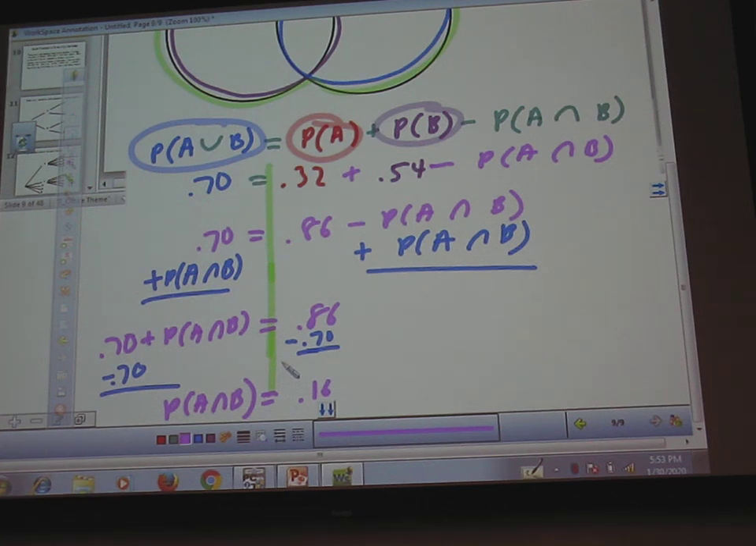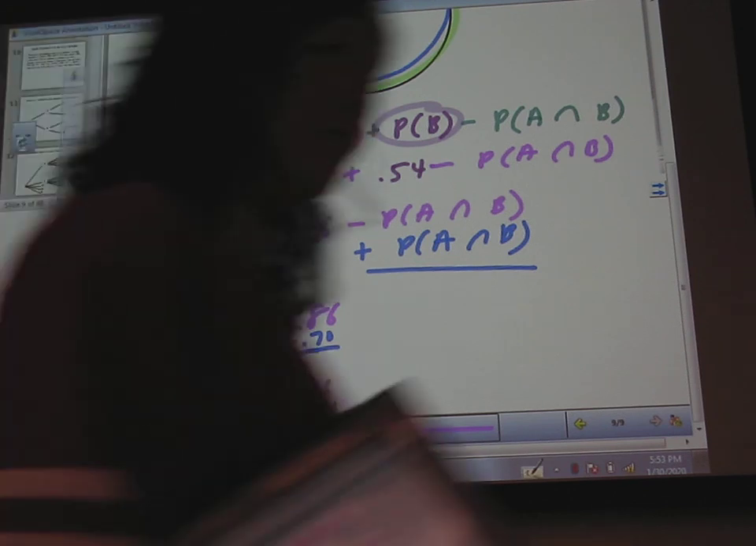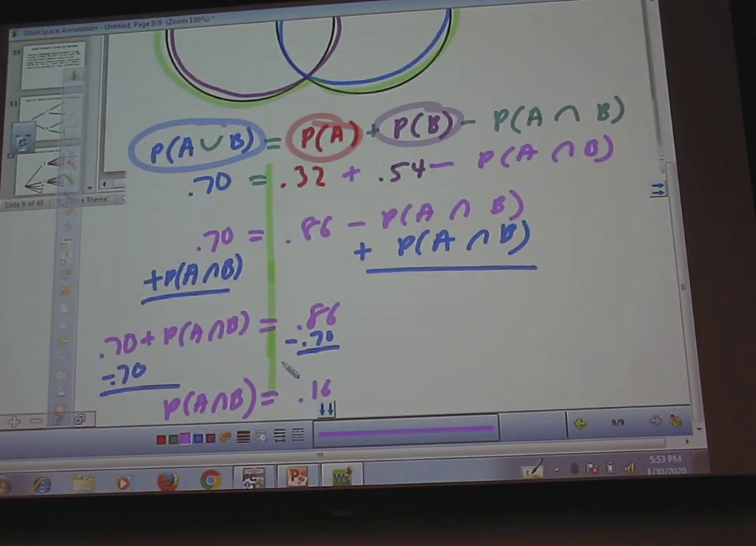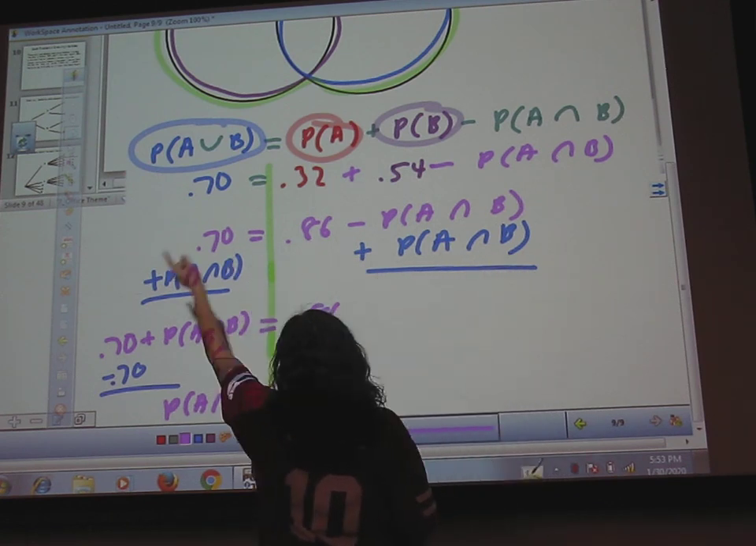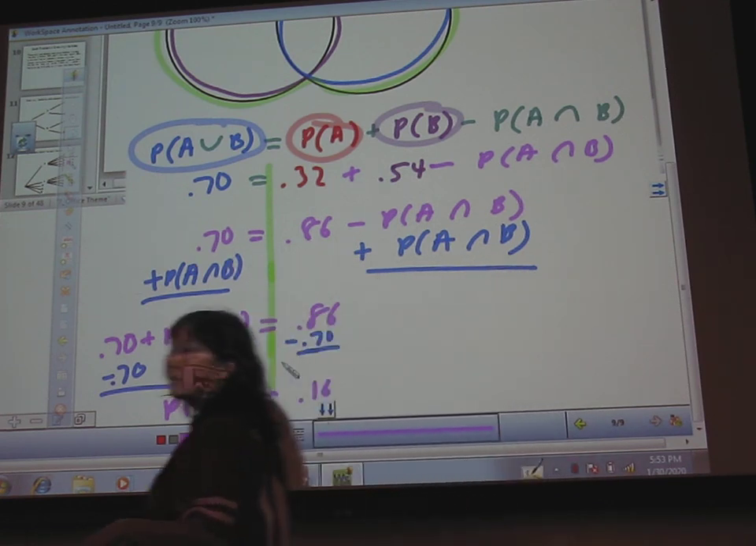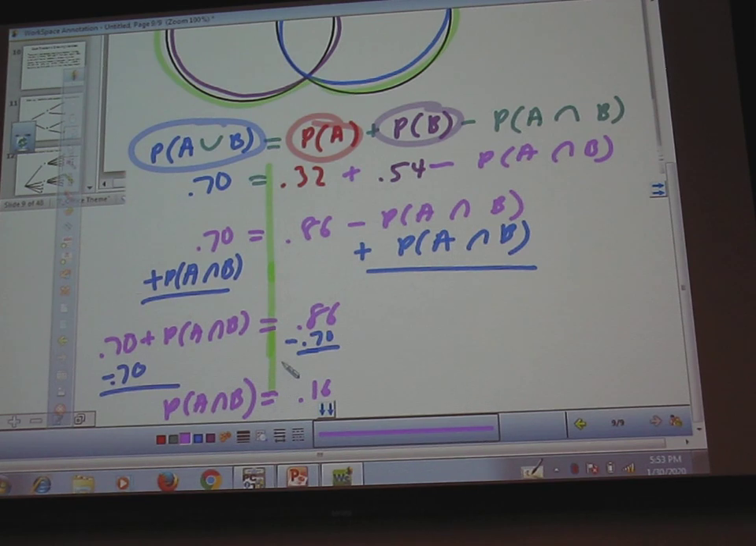So I got the same number, however, instead of putting the 0.70 on the left side of the equation, I put it on the right side. But you can't do that. It's wrong for this problem. You could add this to both sides and subtract that from both sides. I just put 0.32 plus 0.54 minus 0.70. For this, it works, but will it always work?